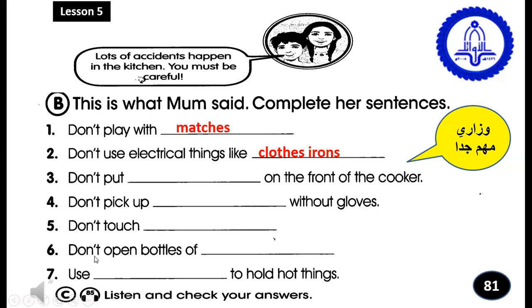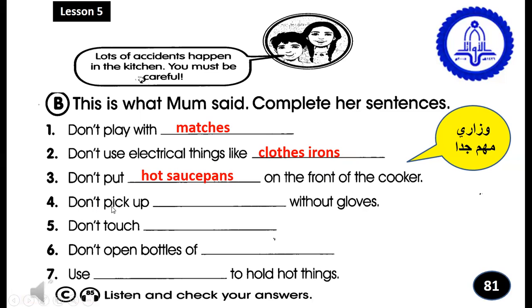Notice that all of these sentences are imperatives. This is how to give instructions or orders. If the sentences begin with don't. Number 3, don't put hot saucepans on the front of the cooker. The cooker means الطباخ.